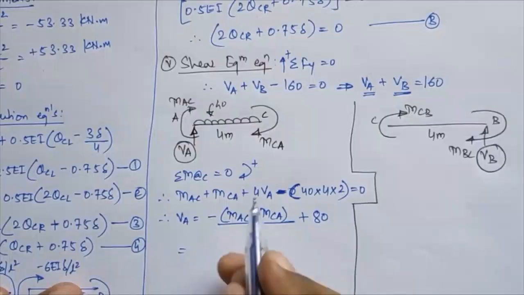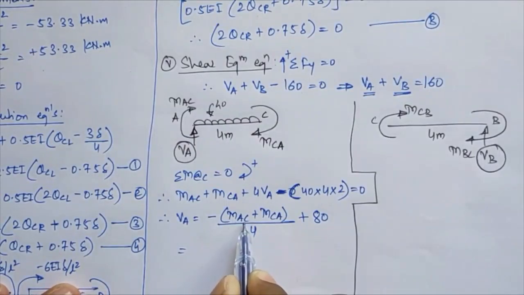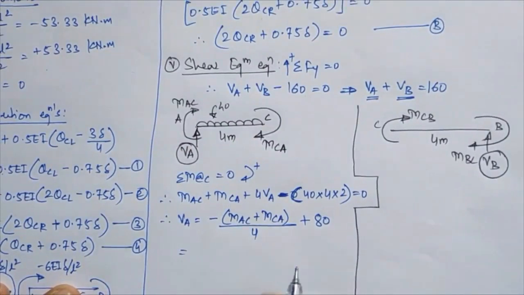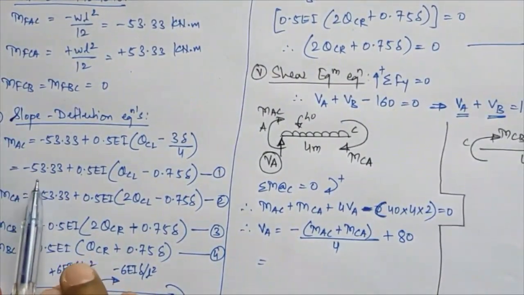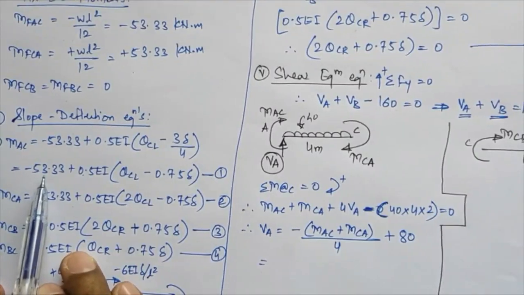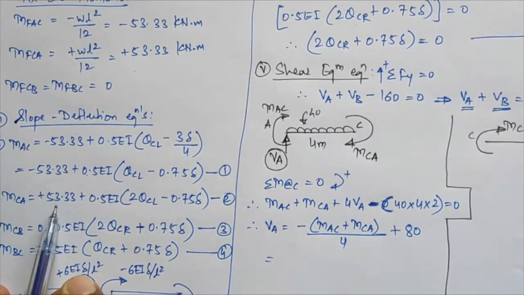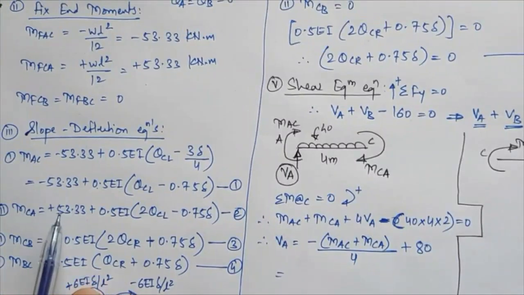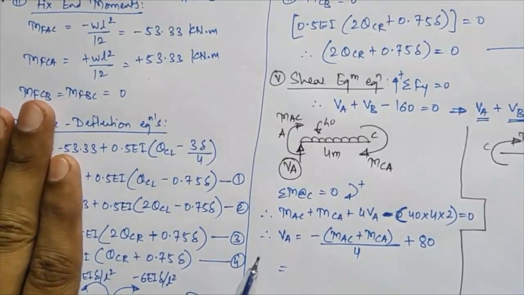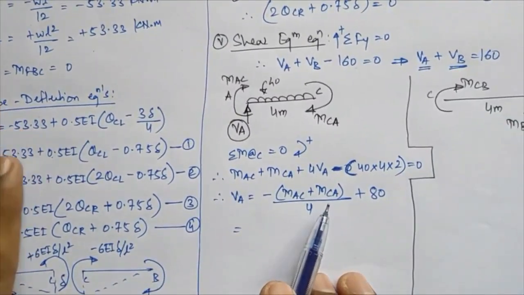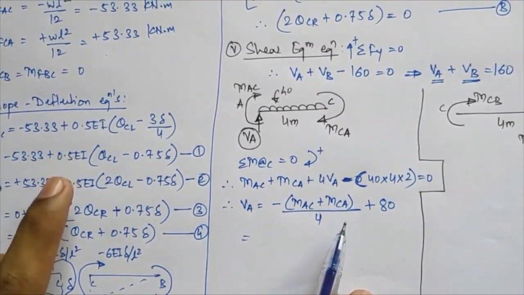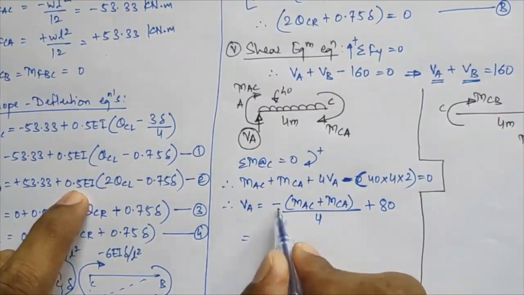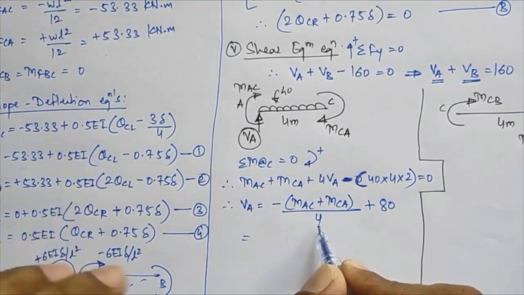Okay, now I'll add these two equations, MAC and MCA. Now if you see in the AC and CA equations, if you add these two, here you are having minus 53.33 and here you are having plus 53.33. So while adding, these two values will become 0. So I will not consider these two values in this equation, because they become 0 when you add these equations.